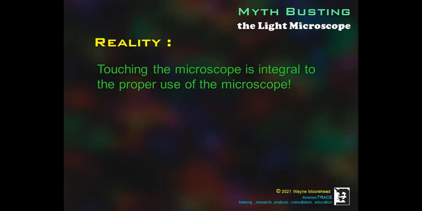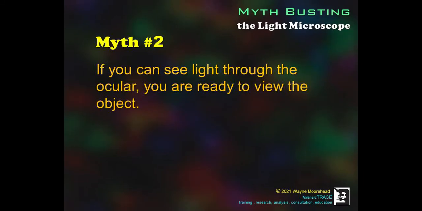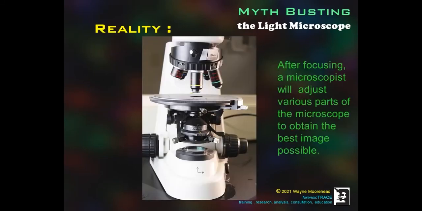You can see already how important touching the microscope is for proper use and to maximize your observations with the microscope. Myth number 2. I've seen and heard this many times, just get light through your oculars and you'll be fine. The reality is, after focusing and adjusting the pupillary distance, a microscopist will adjust various parts of the microscope to obtain the best image possible.